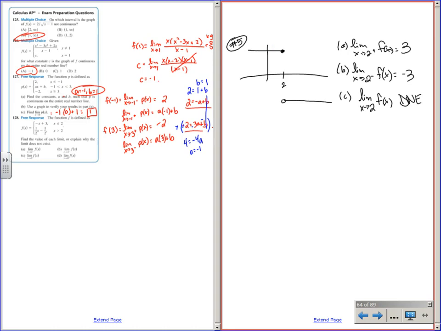So first of all, the limit doesn't exist. And second of all, the function is not continuous. Why? F of 2 is undefined? No. It's from condition 2. The limit doesn't exist. So that's why the function is not continuous. Does that make sense?